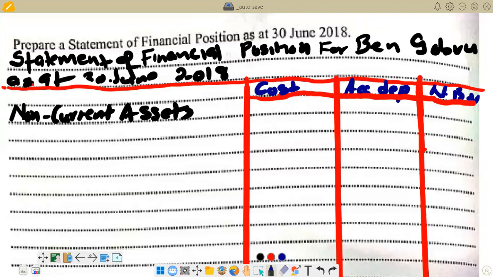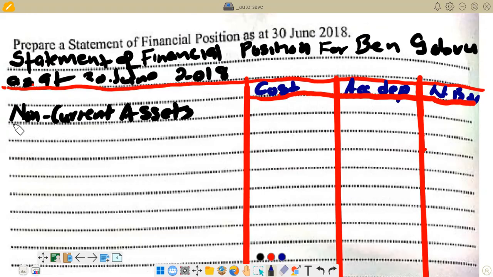So this is the statement of financial position that we have. The second part is saying prepare a statement of financial position as at 30 June 2018. And then as for the heading, again, like I was explaining, state what you are preparing for. You are preparing the statement of financial position for Ben Gobu, which year, on which date is the year ending, as at 30 June 2018. So that's what we have.